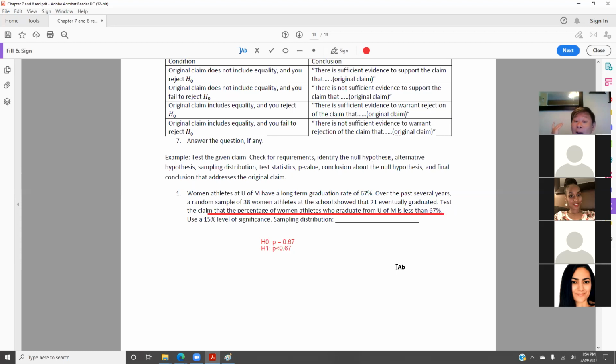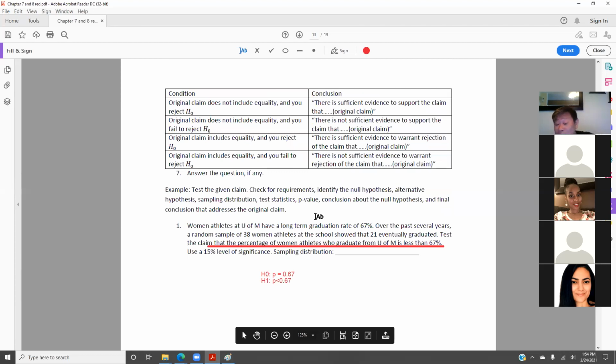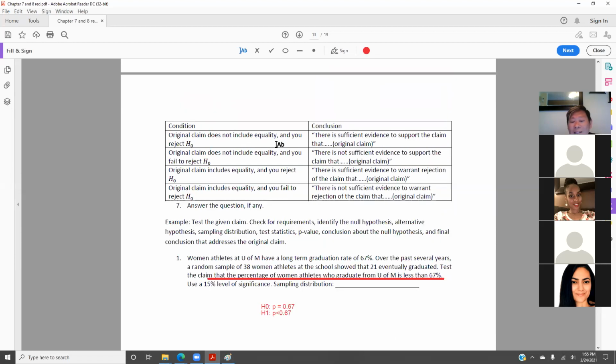So in your finals, make sure when you write your conclusion, if you are picking this one, the dot, dot, dot is where you write this whole thing into it. Same thing with the one that you did just now. That's the reason why I want you guys to underline the whole original claim, because you have to use that. This is the same as the one I'm just using. So if you have no equality and you fail to reject, then you have to use the word not. So there is not sufficient evidence to support the claim. When you use the word not, it means you do not support the claim.